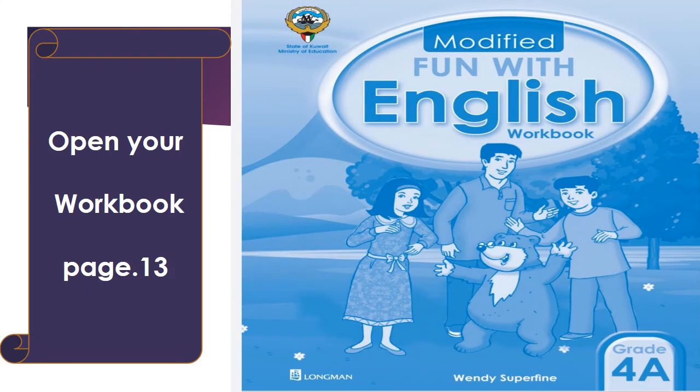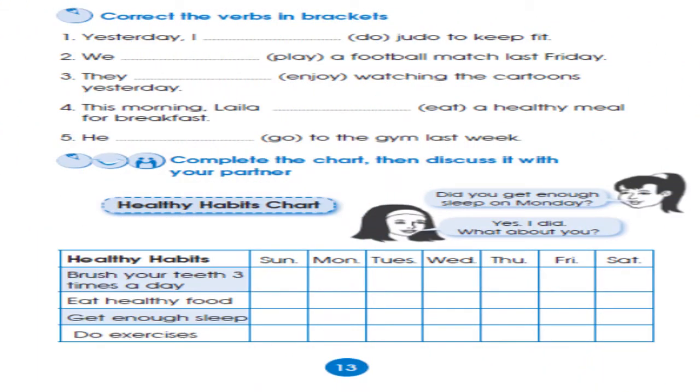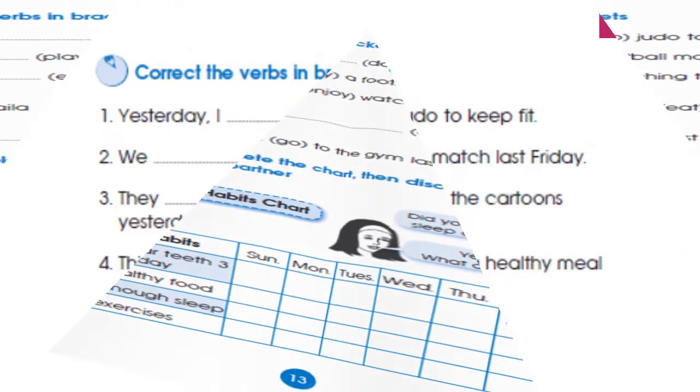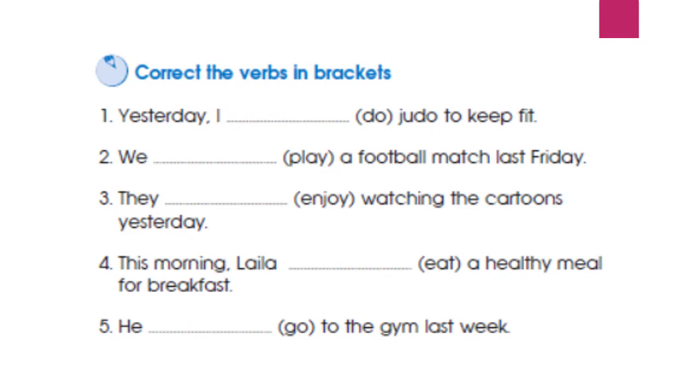Open your book, open your workbook, page 13. This is page 13. Correct the verbs in brackets. Number 1, yesterday I do judo to keep fit. Yesterday, I want to change this verb to the past simple tense. So it becomes did. I did judo to keep fit.